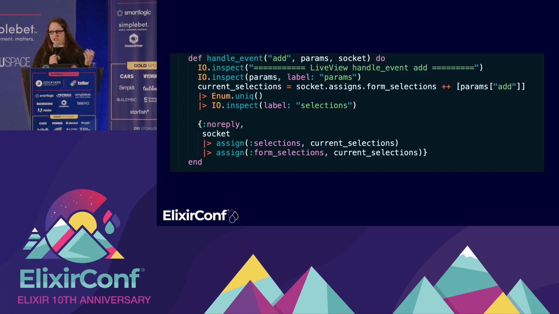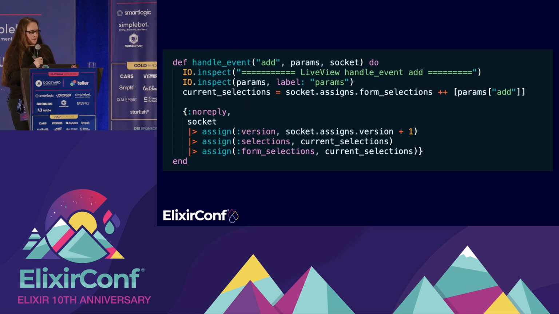This was my original handle event for add, and in this handling of the event, I just update selections and form selections. But what I decided I needed to do is version the inputs coming in. That way, if the selections coming in were the same but the version changed, it would pick it up and re-render that change. And I believe under the hood, with some of the form stuff that happens with Phoenix, there are similar ideas.